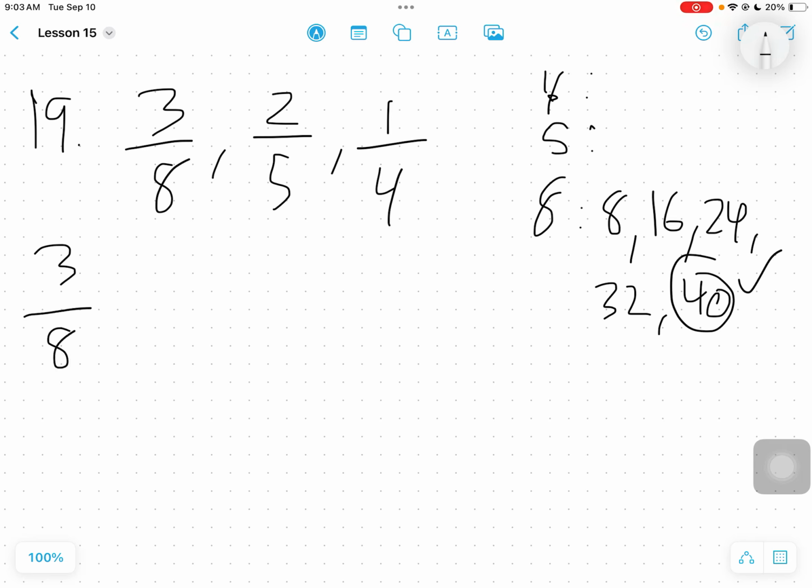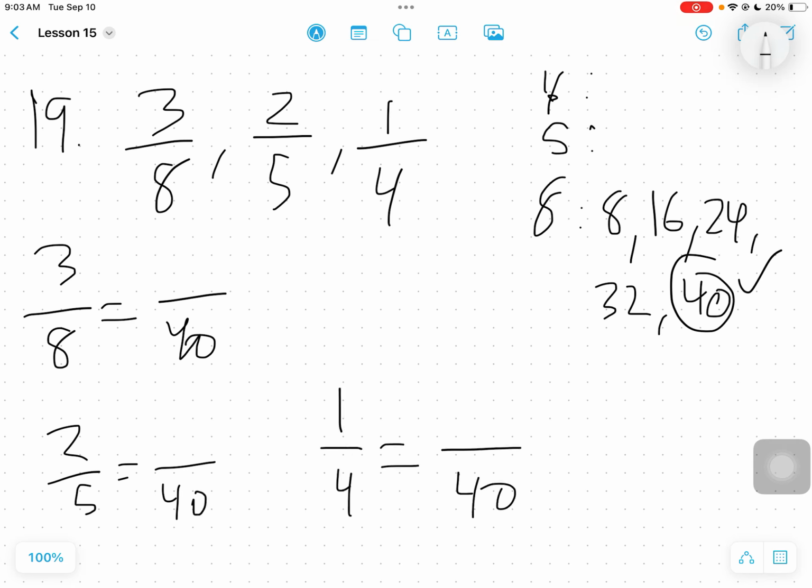That means that 3/8 needs to be a fraction out of 40. 2/5 needs to be a fraction out of 40. 1/4 needs to be a fraction out of 40. And we're going to get there by multiplying by the amount that we need. Like in this case, we're going to multiply by 5. So what do we multiply 5 times to get 8? Do the same thing to 2. What do we multiply times 4 to get 40? Do the same thing to the 1, and then you can compare them least to greatest.